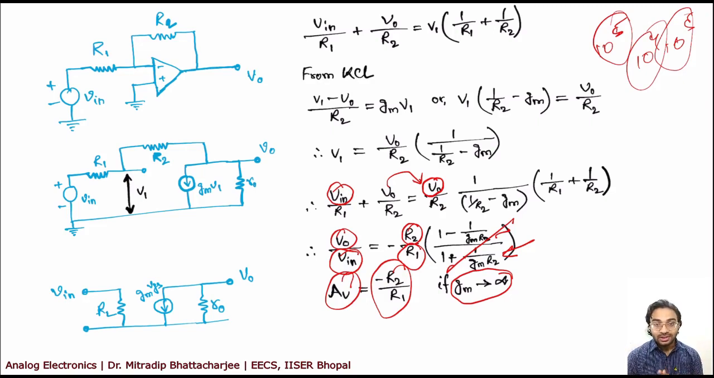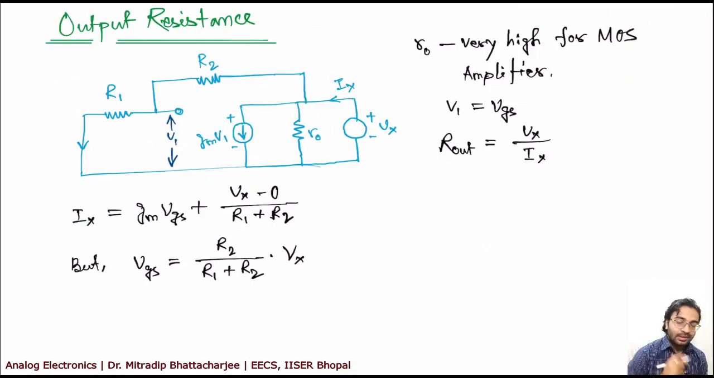But there is a condition. Your open loop gain should be very high. Your GM value should be almost infinite, or very high, which in other words means your open loop gain should be very high. Only then can you say that your inverting amplifier has a gain of minus R2 by R1. The minus sign means it is actually an inverted output. That's why it is called an inverting amplifier.